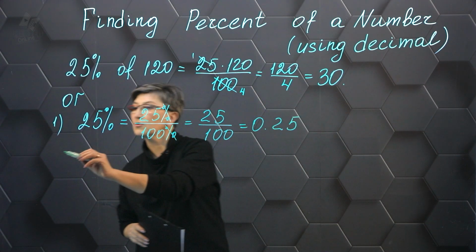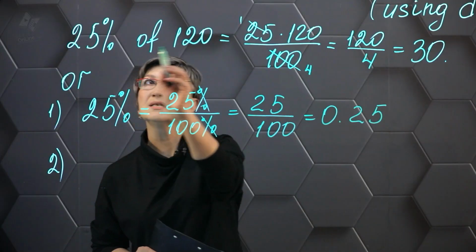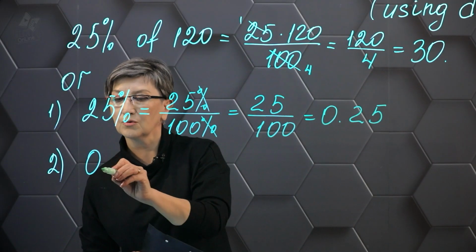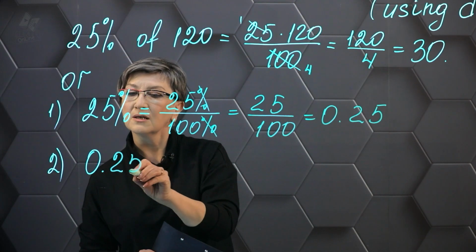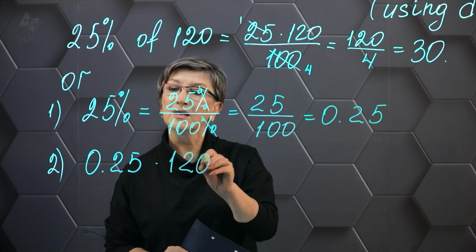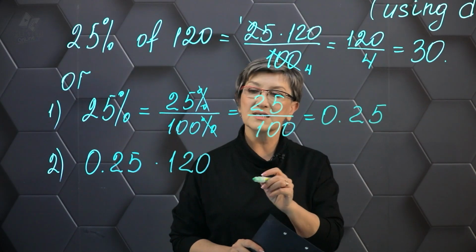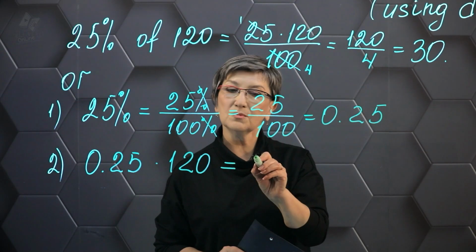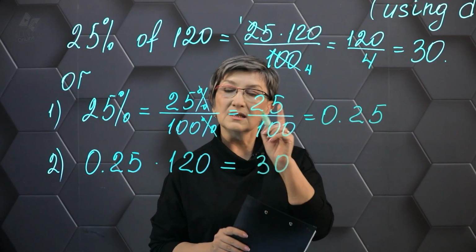Now for step 2. We need to find the percent of a number. To do that, I'm going to use decimal notation. 0.25, multiply it by 120. And when you multiply 0.25 by 120, you'll get 30. Let's check it out.